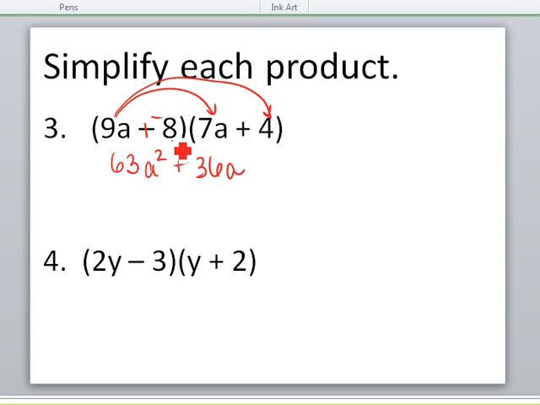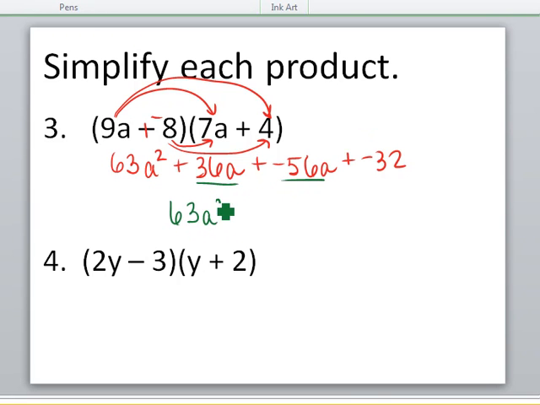Then we're going to multiply the inner terms together. The inner terms are the negative 8 and 7, which gives us a negative 56a. Or I'm just distributing this negative 8 to both terms of the second set of parentheses. So I have negative 8 times 4, which is negative 32. Combine our like terms, we end up with the answer of 63a squared. 36 and negative 56 is a negative 20a. And then we have our negative 32.